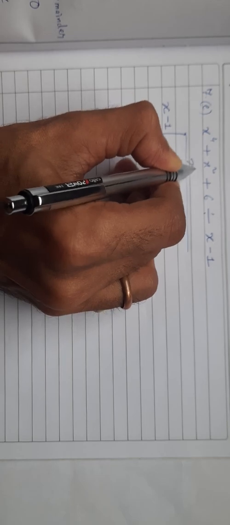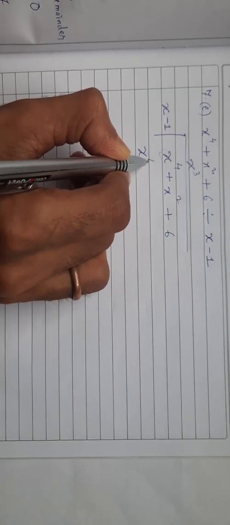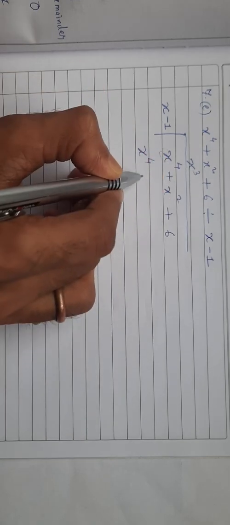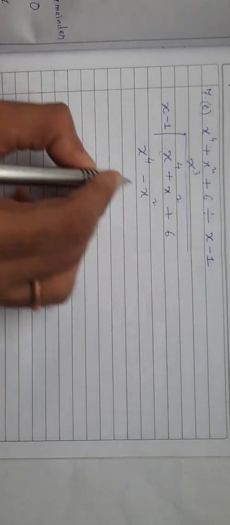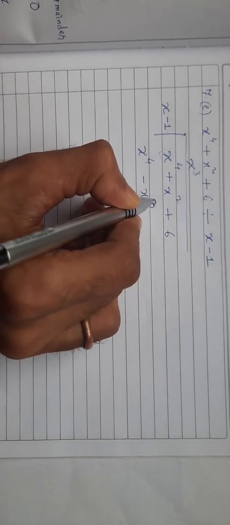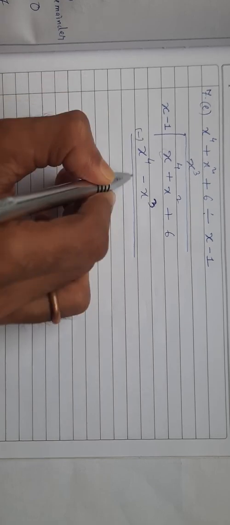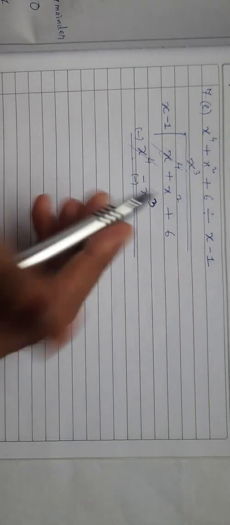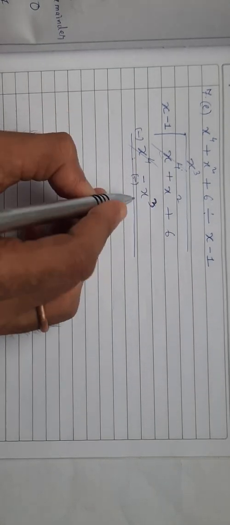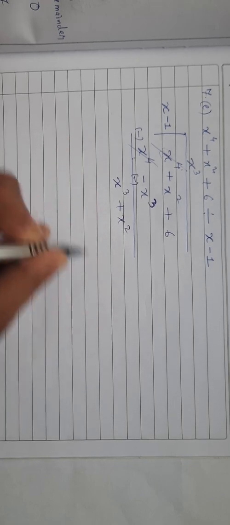So if we multiply x cube, we'll get x cube into x is x to the power 4. Then x cube into minus 1 is minus x cube. Then minus sign. So this x to the power 4 and this x to the power 4 will be cancelled. Here minus and minus will make it plus. So it is x cube plus x square.